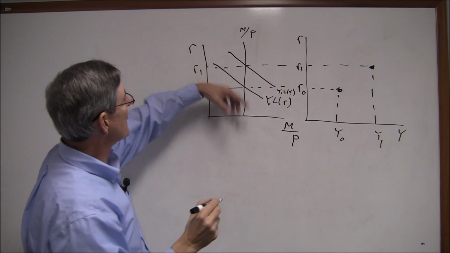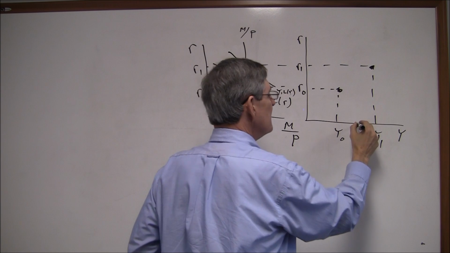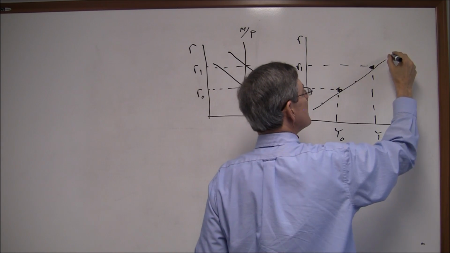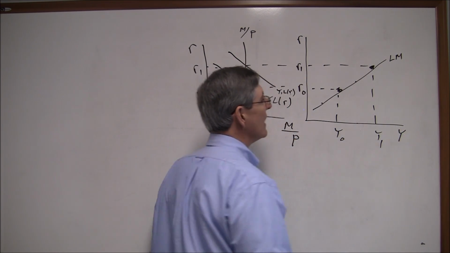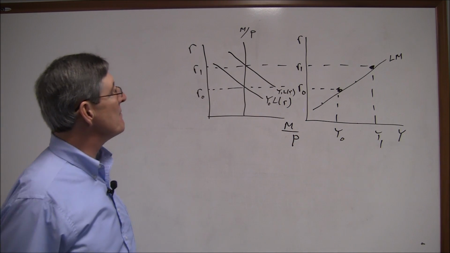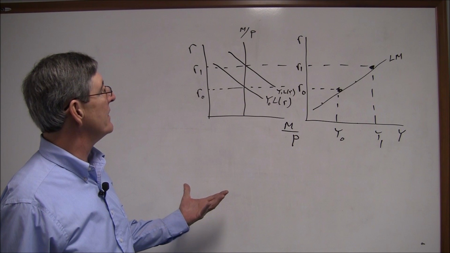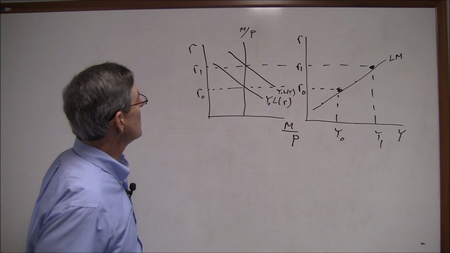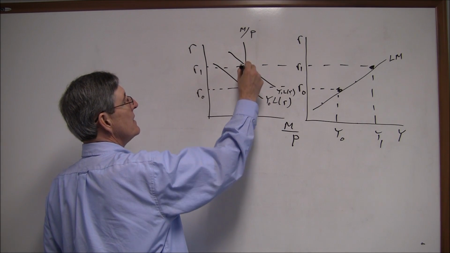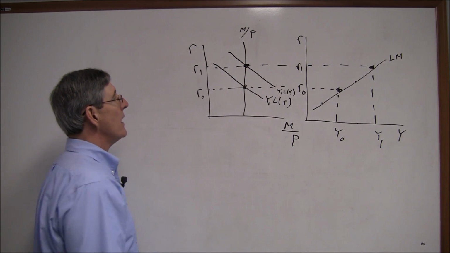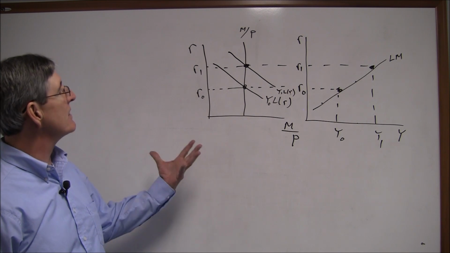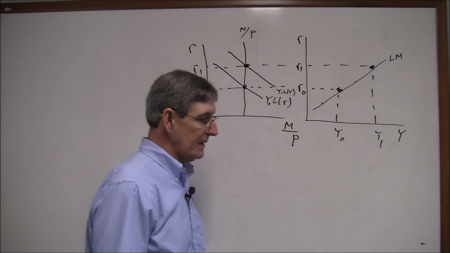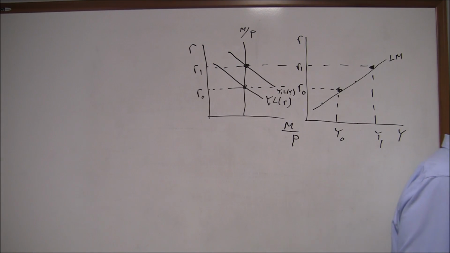Now I could pick a bunch more levels of income, maybe this one, and map out other points. But when we're all done, we'll get this relationship called the LM curve. And what the LM curve is, it's all of the combinations of Y and R that are in equilibrium. There's one equilibrium, there's another pair of R and Y that's in equilibrium. So it's every pair R and Y that's in equilibrium in the money market.